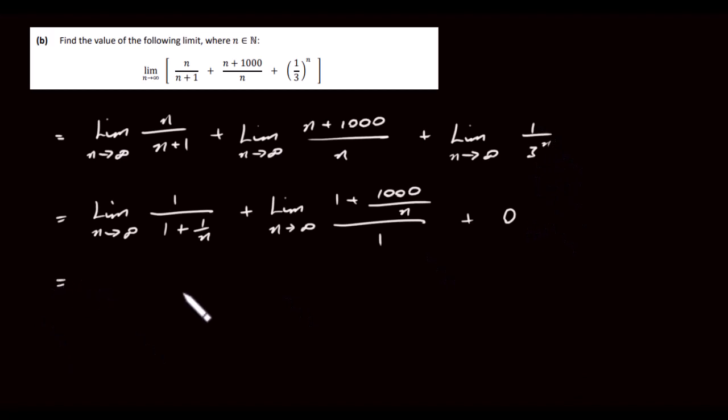So really what we end up with here is 1 over 1 plus 0. This will just become 0 because n will go out to infinity. So the limit here is just going to be 1. The limit of this is also going to be 1, and out here is going to be 0, so our answer is just 2. And that's it for part B. The limit of that function as n goes to infinity is 2.